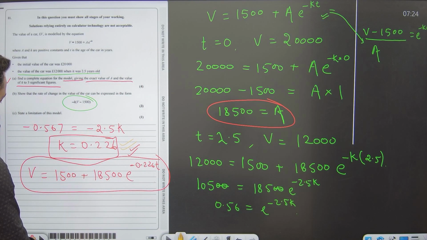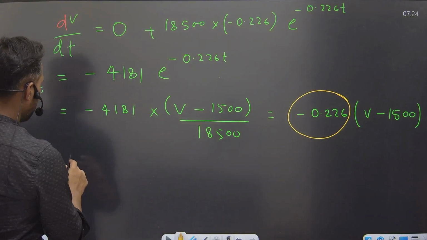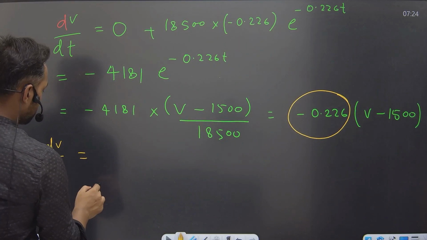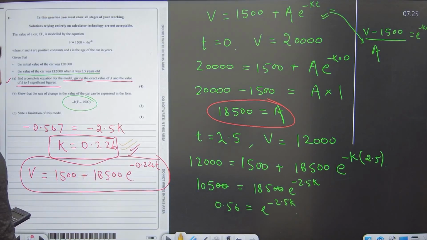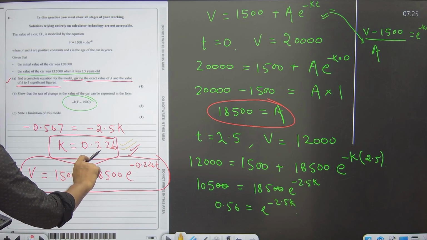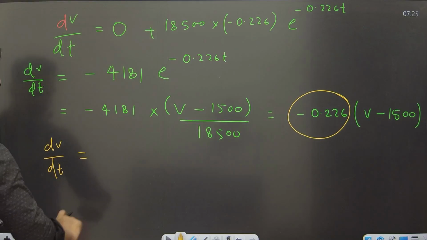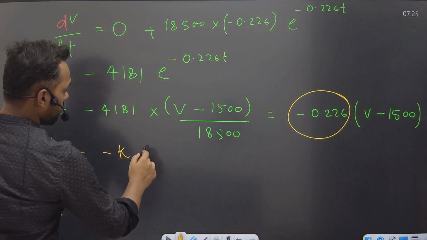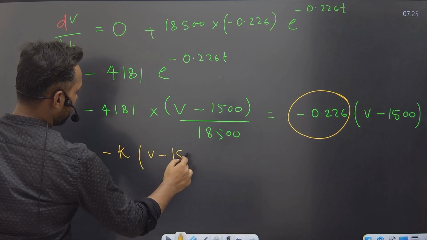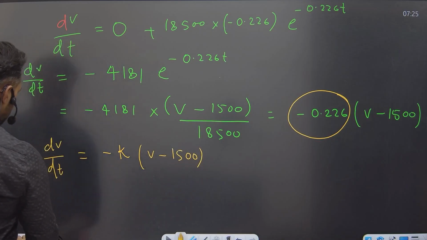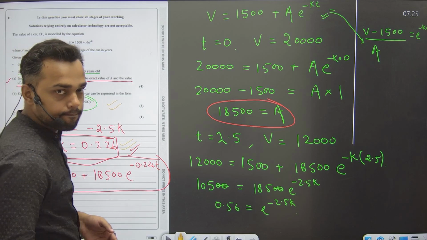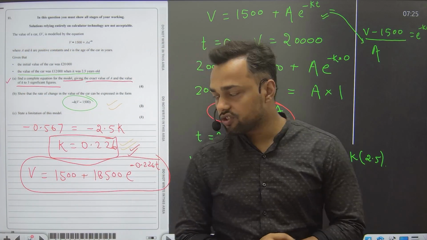So what we will get, dV by dt will be equal to negative of K, V negative of 1500, which they have asked for. Here the value of K is 0.226 positive and here it is negative, so you will keep it negative. Okay, this is how we need to approach this problem.